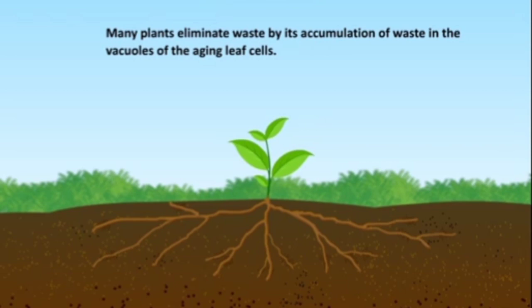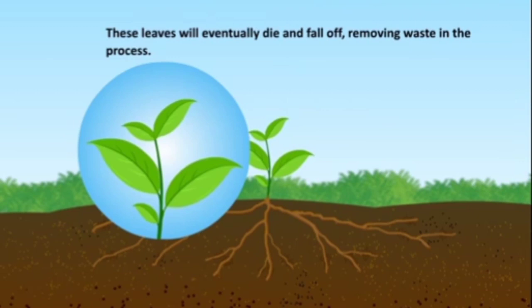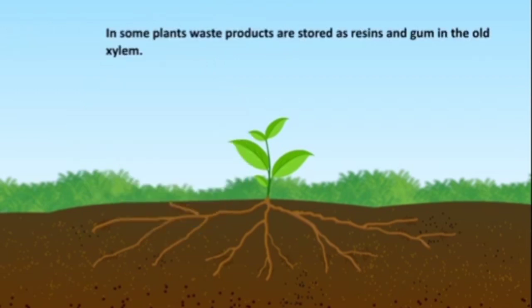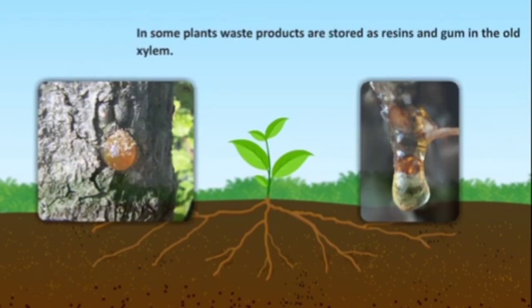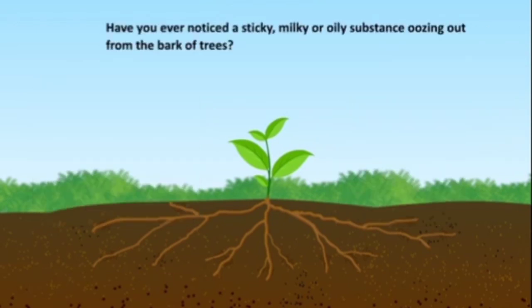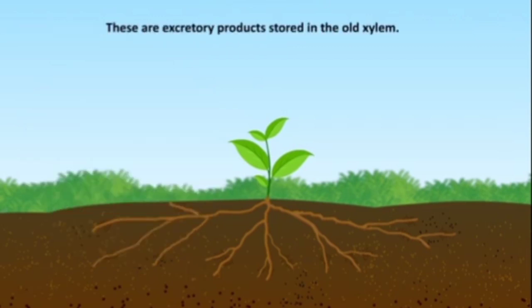These leaves will eventually die and fall off, removing waste in the process. In some plants, waste products are stored as resins and gums in the old xylem. Have you ever noticed a sticky, milky or oily substance oozing out from the bark of trees? These are excretory products stored in the old xylem.